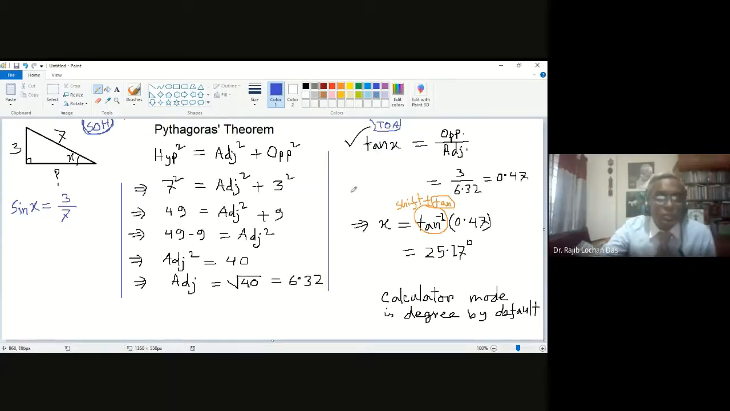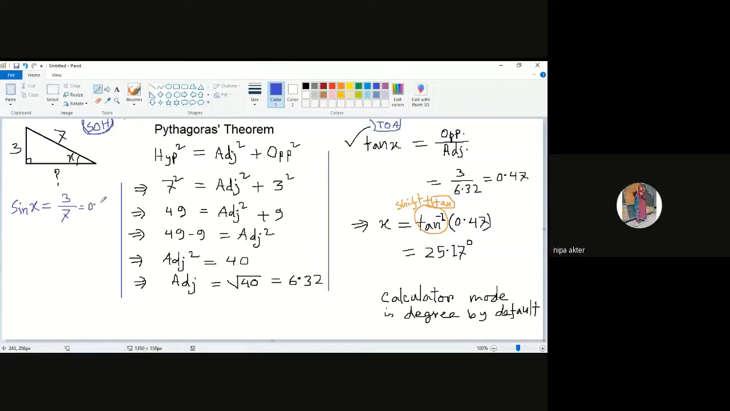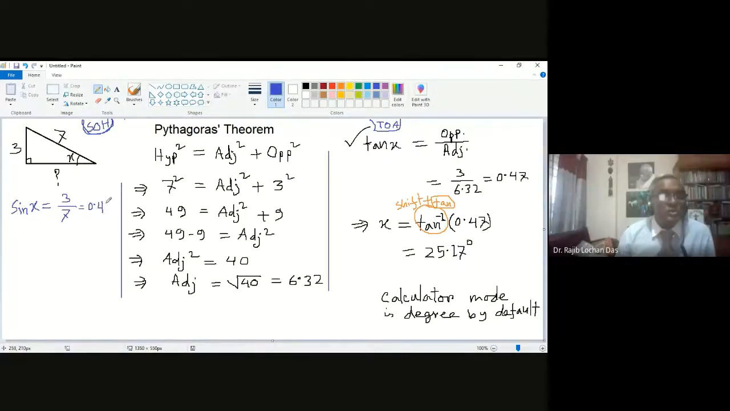So you should not make any confusion here. This is a very, very simple and easy thing. In this case, sin x is opposite by hypotenuse, 3 by 7. You already know 3 by 7 is 0.42. So if it is sin x, then what will be your x?